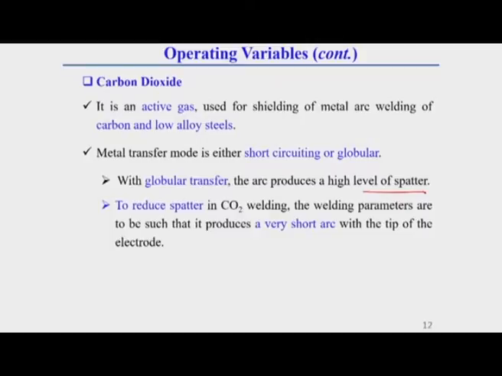So, to reduce spatter in CO2 welding, we have to keep the arc length as short as possible. If the bigger droplet falls from a higher distance, that means a higher gap between electrode and workpiece, there will be more spattering. If that bigger droplet is dropped from a smaller height, the spattering will be less. That is why we should select the parameters so that the arc length is as minimum as possible. Then we can get less spatter and better weld quality using carbon dioxide.